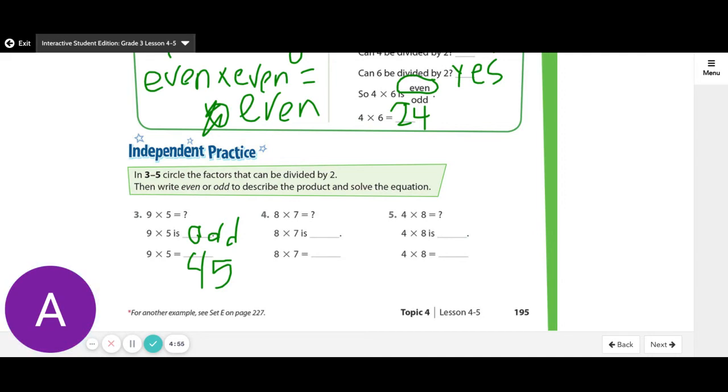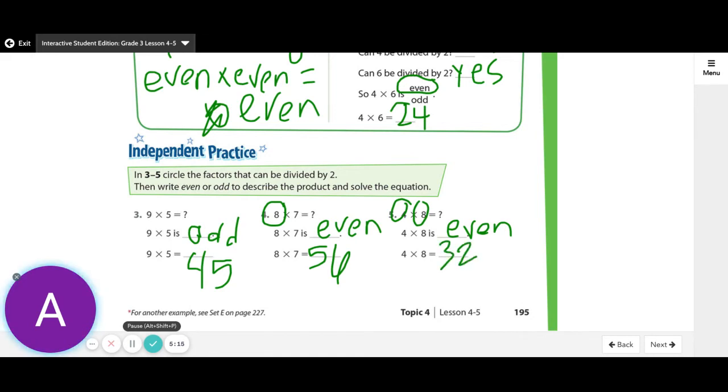8 times 7. 8 is even, 7 is not. So if I'm doing an even times an odd, my answer will be even. Because I know 8 times 7 is 56, which is even. 4 times 8, both of these are even, so I know my answer will be even. 4 times 8 is 32, which is even. So an odd times an odd will give us an odd. Even times even will give us an even. And anything times even will also give us an even.